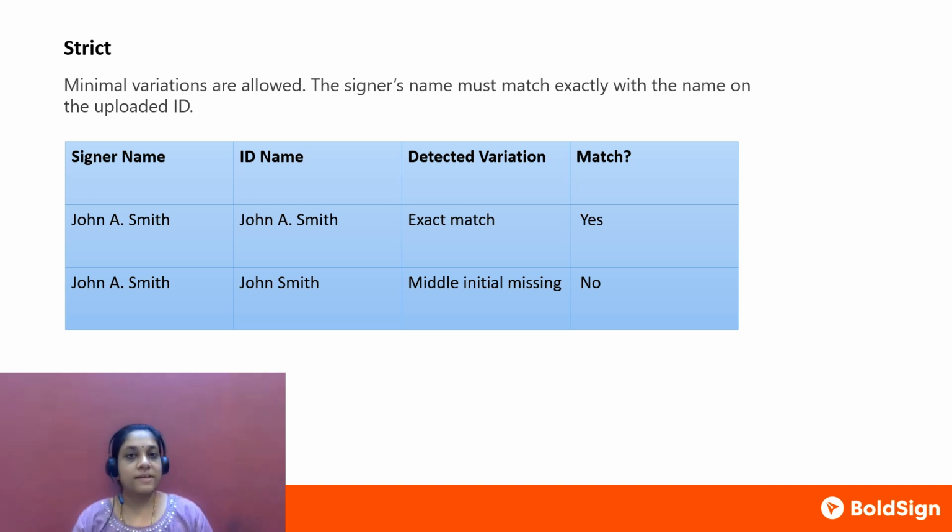This is the most precise setting, designed for situations where accuracy is critical. When you choose strict, the signer's name must match the name on their ID almost exactly. Even small differences can cause the verification to fail. For example, if the signer's name is John A. Smith and the name on the ID is just John Smith, that's a mismatch. So the missing middle initial means the verification will not go through. So, if your workflow demands high confidence in identity matching, strict is the safest choice.